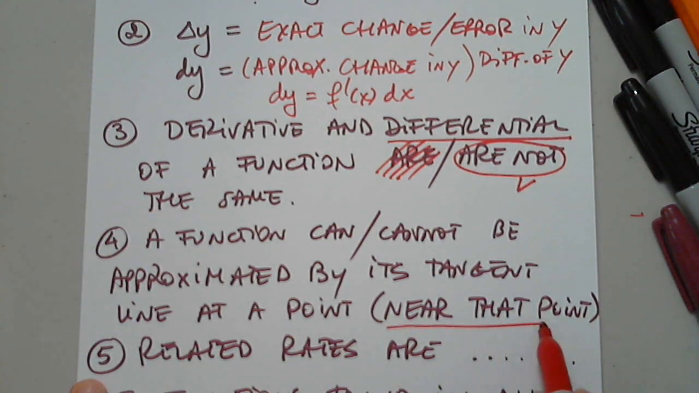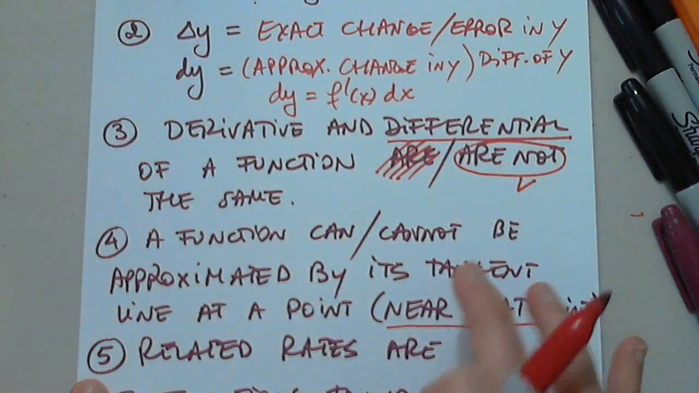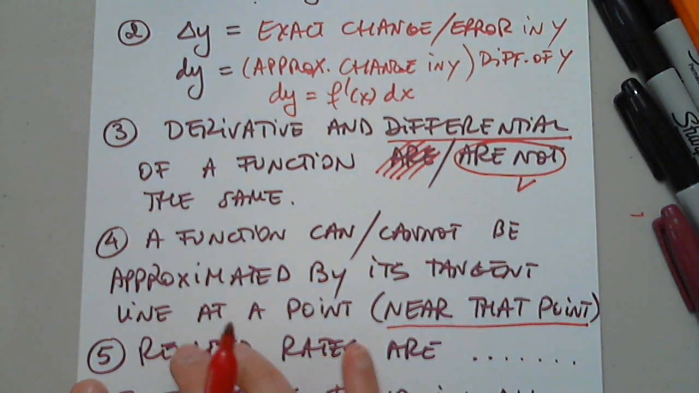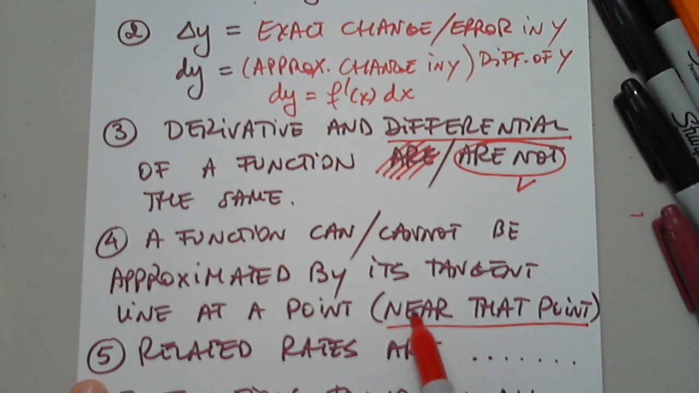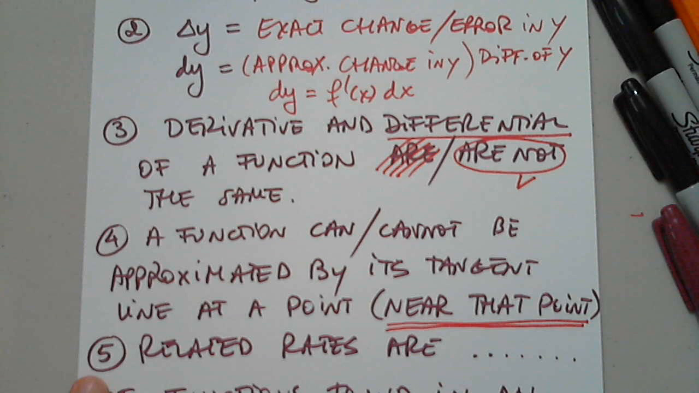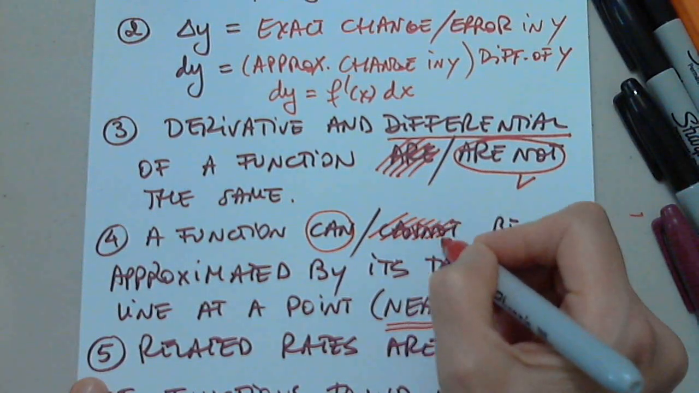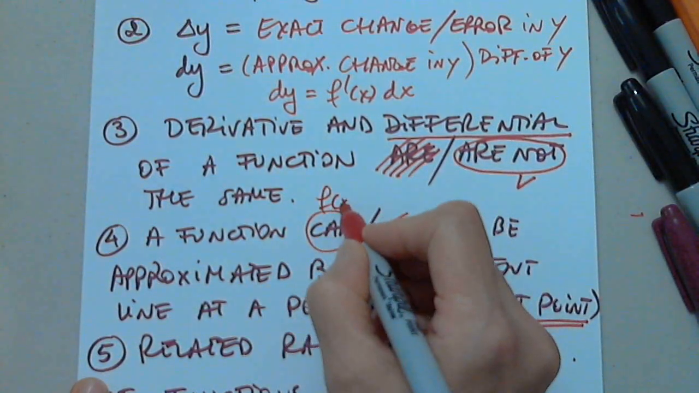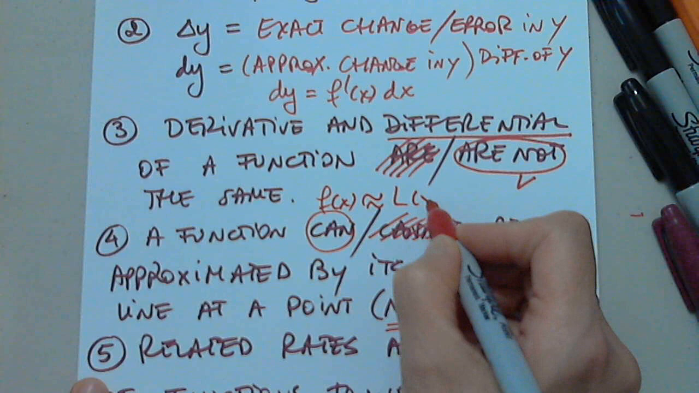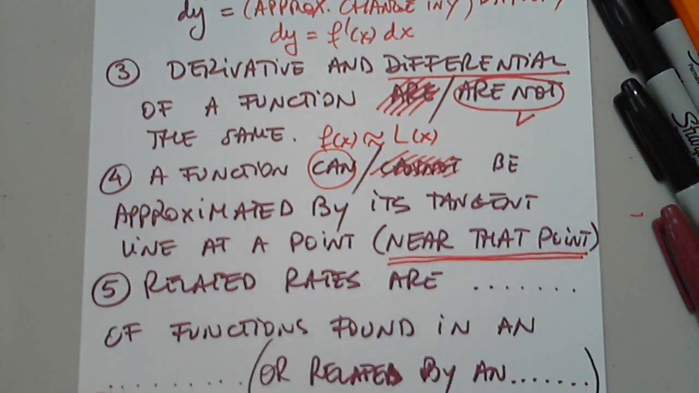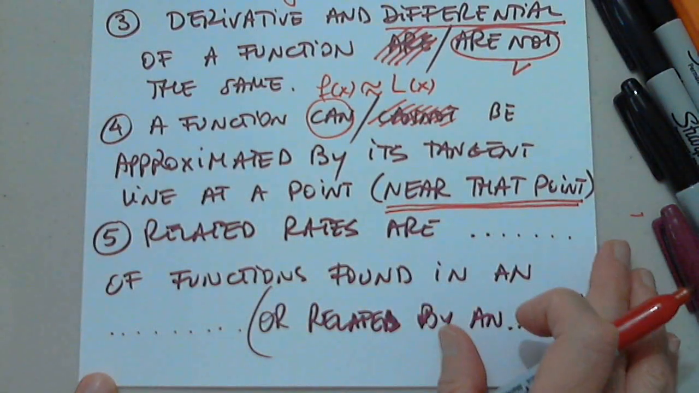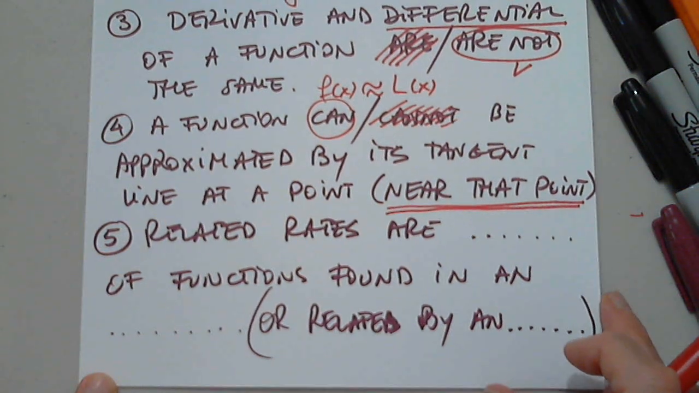A function can or cannot be approximated by its tangent line at the point. Of course, near that point. True or false? Can. Yes, of course. We just discussed that. Because f of x is approximately the linearization. Perfect. Final question here. That's all I have for today.